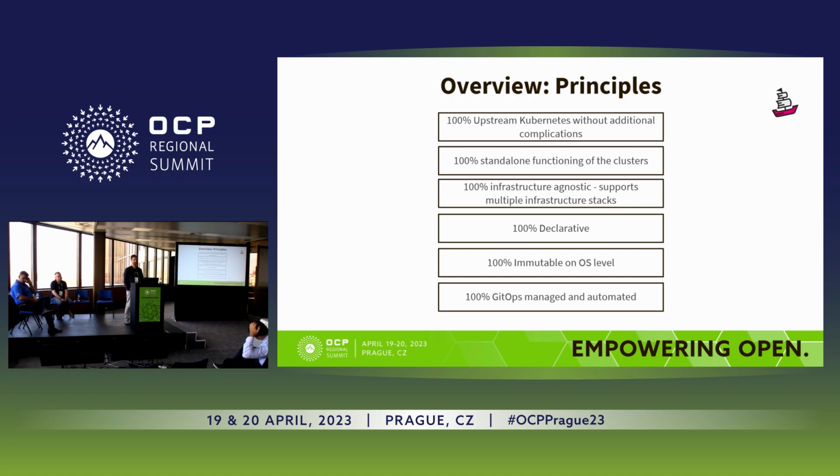So we carry the principles of cloud native software in our thinking and try to adhere to these in our design. So these include things like being 100% upstream compatible with Kubernetes with no additional complications, that our clusters can operate 100% standalone. They're 100% infrastructure agnostic. They're 100% declaratively driven, which means we don't need to think about the how, and we can just focus on the what. They're 100% immutable down to the OS, and they're 100% GitOps managed and automated, and that term GitOps will come up again and again, and I look forward to questions on it.